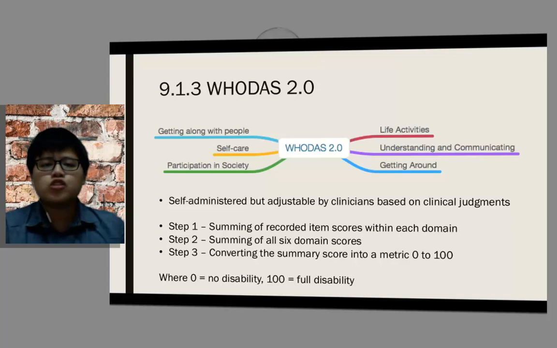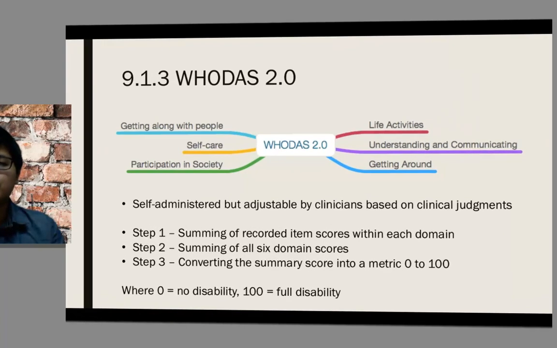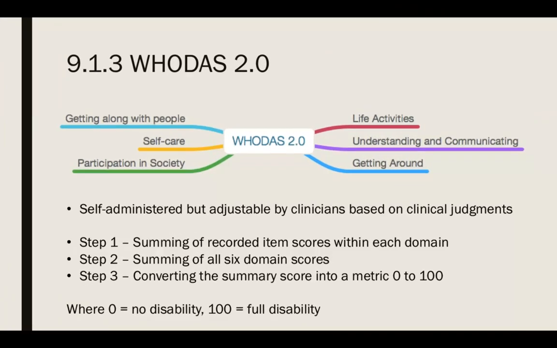WHODAS 2.0 assesses the functionality or the disability in the 6 domains, which are getting along with people, self-care, participation in society, life activities, understanding and communicating, and getting around. WHODAS 2.0 is self-administered but adjustable by a clinician based on clinical judgment.